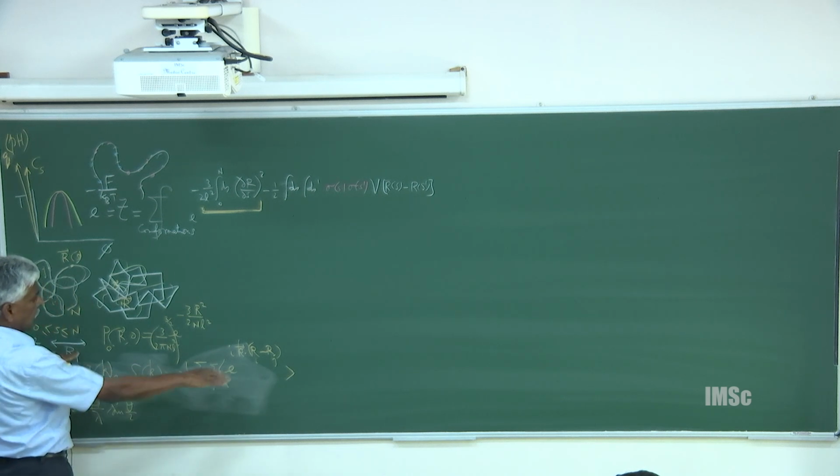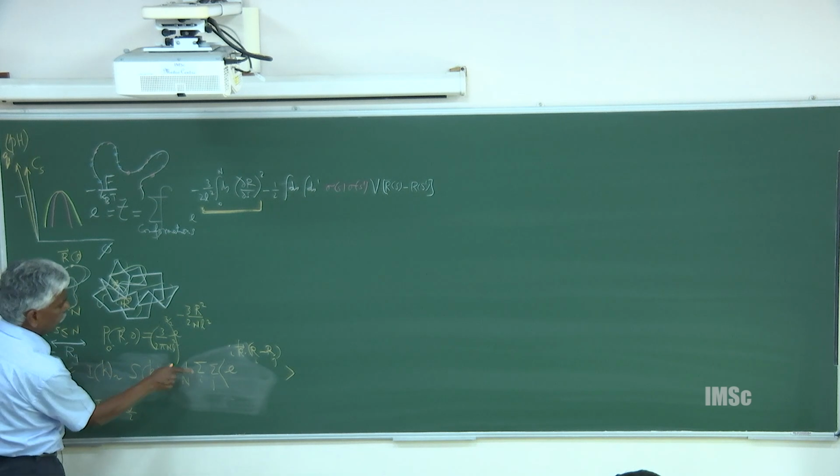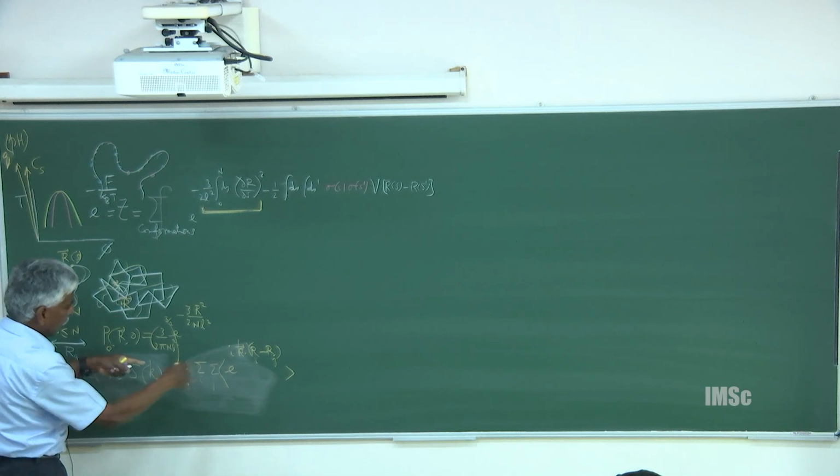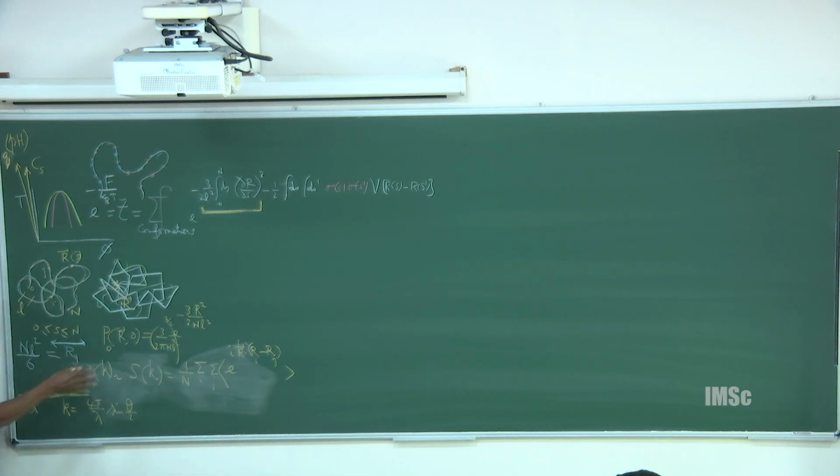So the total intensity is proportional to N. This will give me a factor of capital N, this will give me a factor of capital N squared, divided by N, that will give me N. The total intensity should be proportional to the number of units which are scattering.